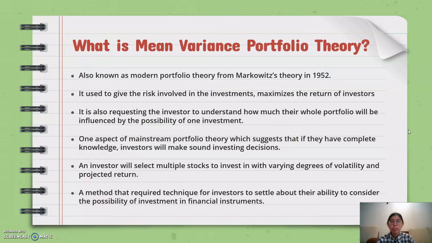What is mean variance portfolio theory? It's known as modern portfolio theory from Markowitz's theory. It's used to minimize the risks involved in the investment and maximize the return of the investor. It also requests the investor to understand how much their whole portfolio will be influenced by the possibility of one investment. It is a method that requires technique for investors, and they will select multiple stocks to invest in with varying degrees of volatility and projected returns.